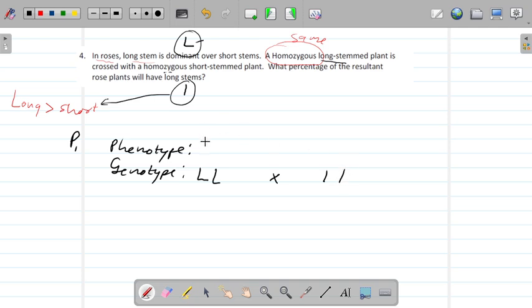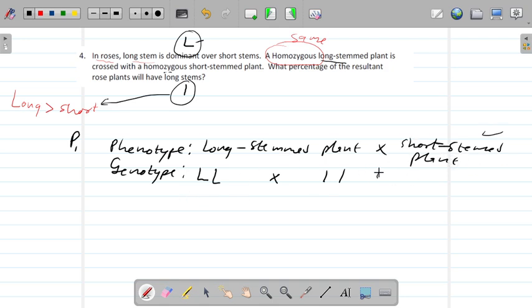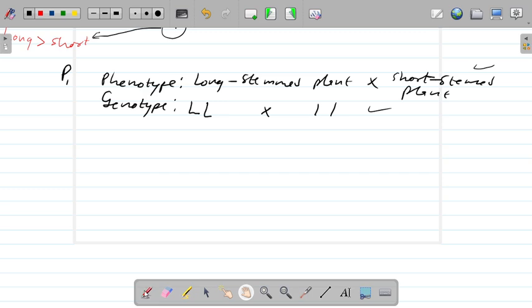Then the phenotype: long stem plant is crossed with a short stemmed plant. Okay, that's 2 marks already. Then meiosis takes place and we form the gametes.